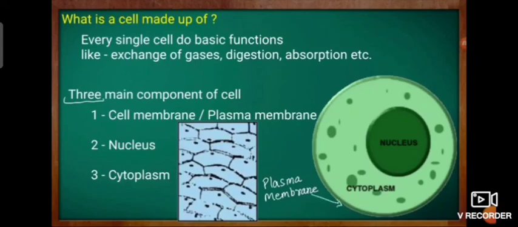The next thing is the nucleus. We already told you that the nucleus is the most important organelle because it is responsible for cell division and cell growth. And the cytoplasm is the fluidic or plasma state present inside the cell that holds all the cellular organelles. So that's all for today.